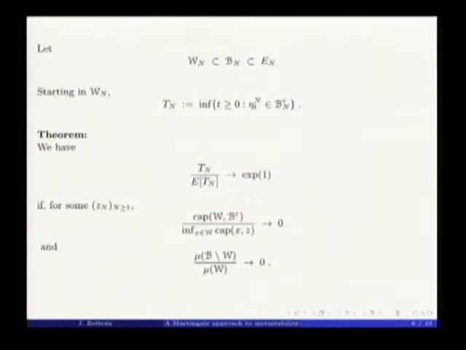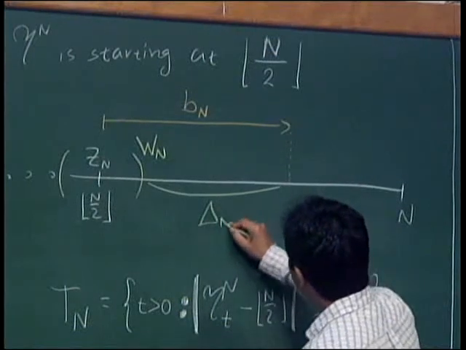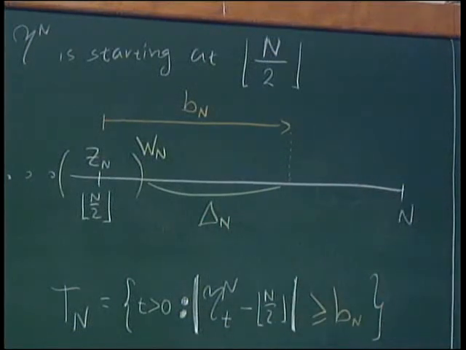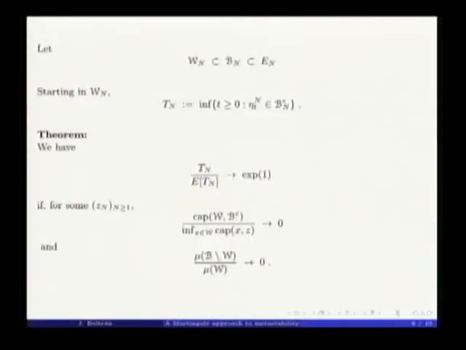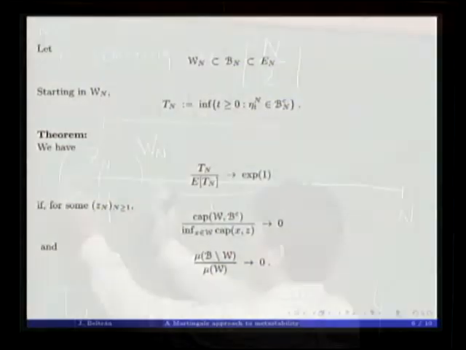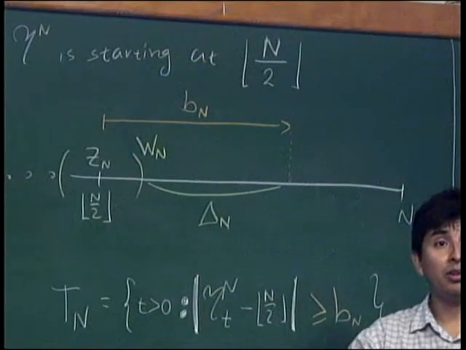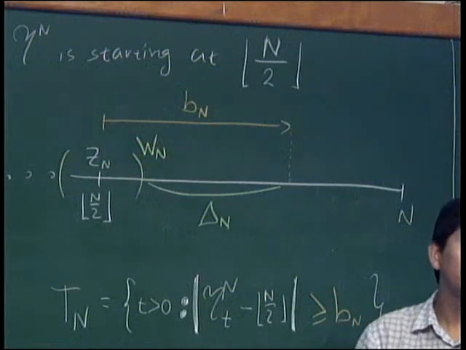So your well cannot be too large, but if your well is too small, then your delta set is too large, so you will not be able to prove that. So you need to choose suitably the size of your well in order to apply this theorem.